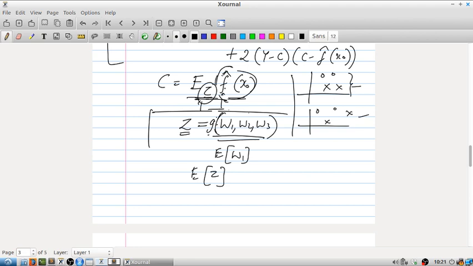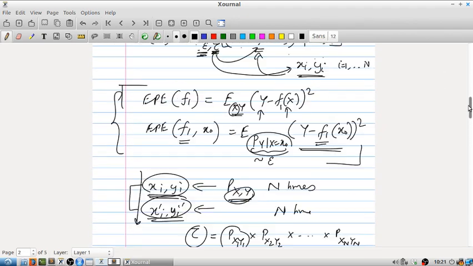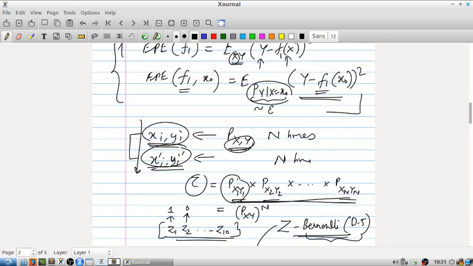We introduce joint distributions of x and y. Training data is also a product of these joint distributions, because each xi, yi is a realization from the same joint distribution p of x, y. So that's the shorthand notation tau. Each x and y is a realization from a joint distribution, and I just shorthand it with tau.